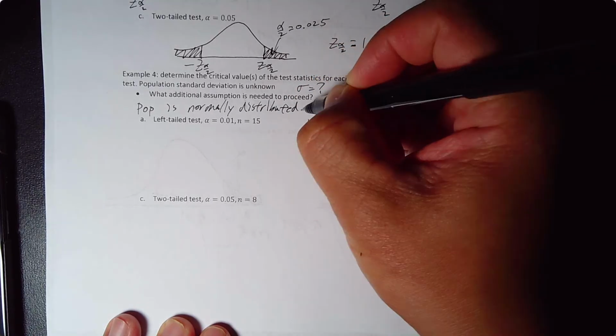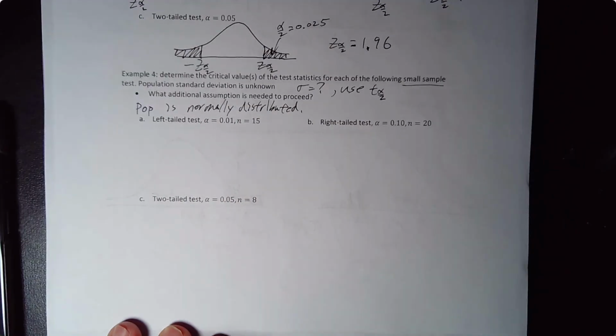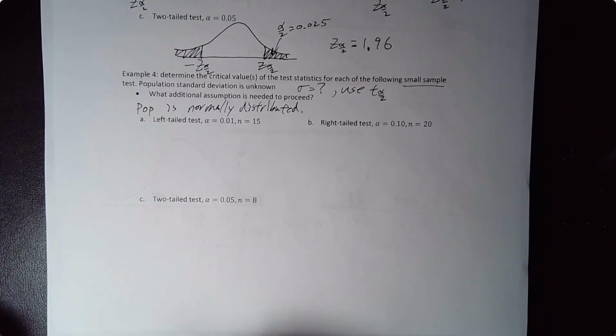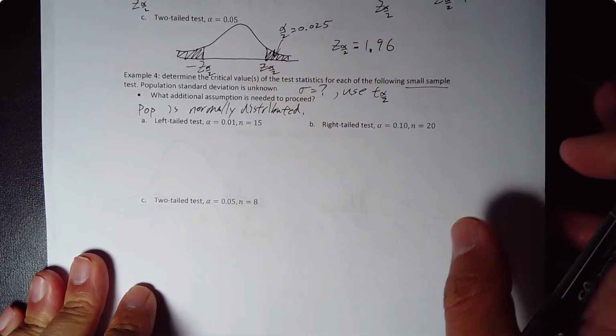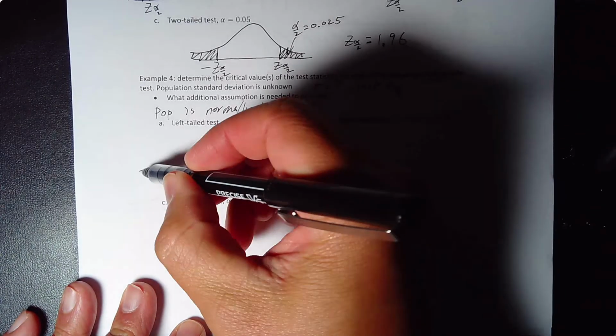Okay, why? This is a strong assumption because we have no idea what the original population is. Most of the time we don't. But because our sample size is too small, if we don't make this assumption, then we cannot proceed because we don't know the sampling distribution. Okay, now once we make that assumption, we know that we use the t distribution. Let's proceed. Again, left tail test.